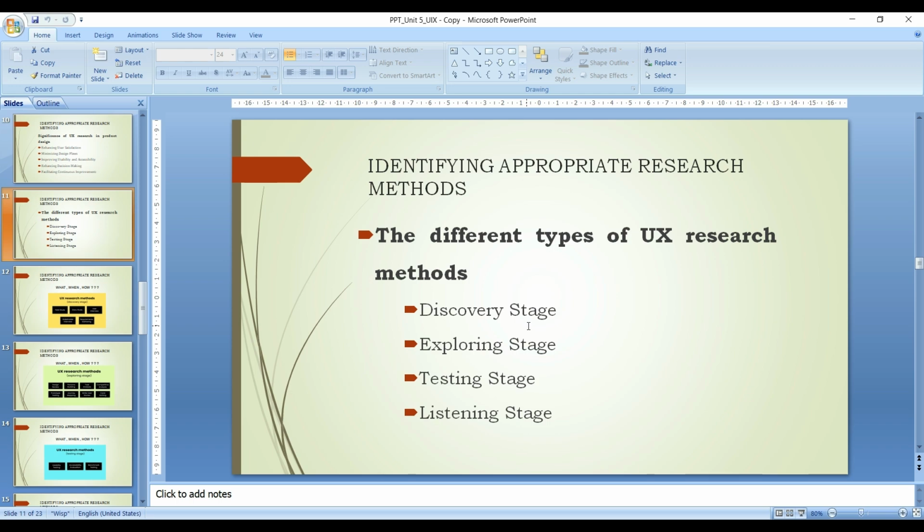we have to disseminate it to the end users. We have to check what they are doing, whether this is working out or not. All these things we have to test. Then listening, in the sense, we have to get feedback from the particular user or customer. So these are the four different stages.